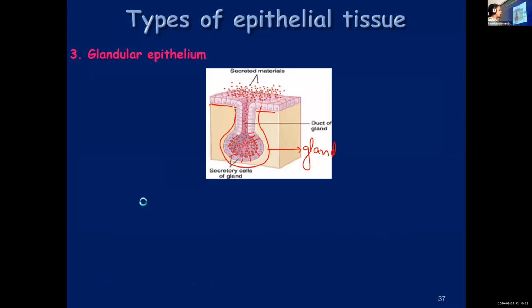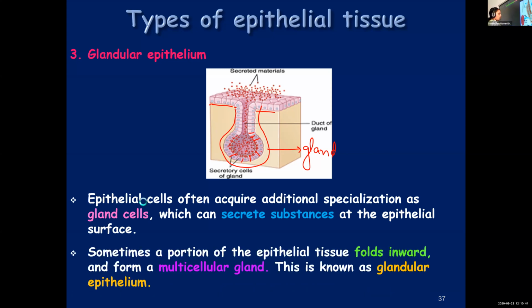Then we learned about the last type, that is glandular epithelium. If the epithelial tissue is provided with gland cells, you call it glandular epithelium. What is its function? It is capable of secreting some substances. How is it formed? A portion of the epithelial tissue can fold inward and form a multicellular gland. Such an epithelium, you call glandular epithelium.